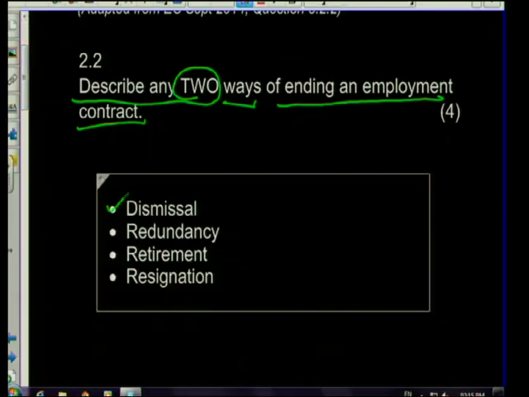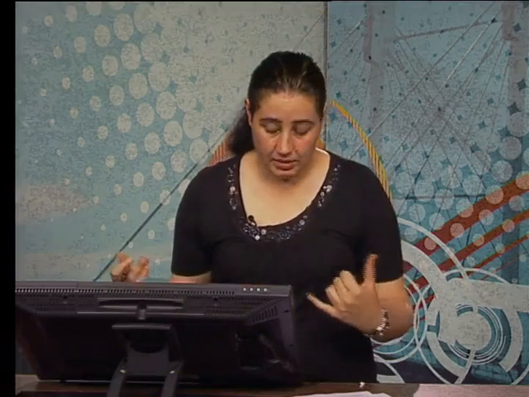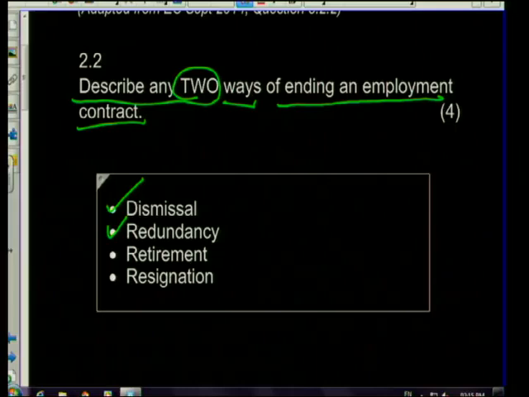So the first way could be through dismissal. Dismissal is another way of saying that somebody was fired. Now remember, you can't just fire somebody. It has to go through certain procedures, verbal warnings, written warnings, disciplinaries. But that could be one way that a person could end their contract because they were dismissed for whichever reason. Redundancy would be a second one. When a company is downsizing, for example, and they need less employees, so those people will become redundant.